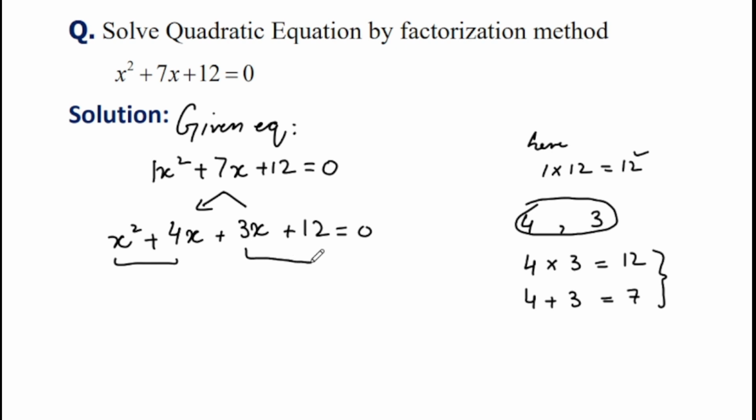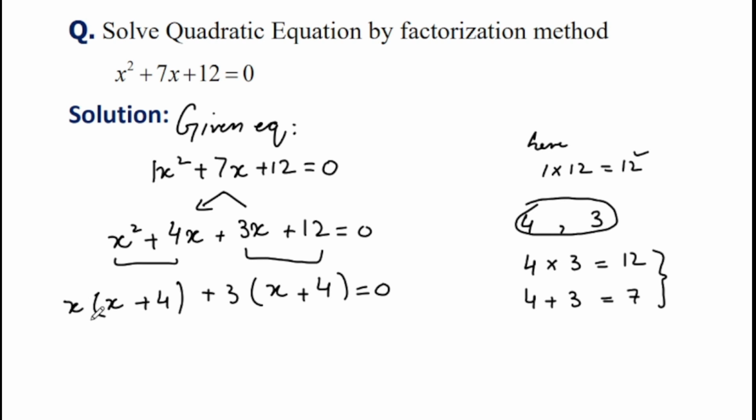So here these first two terms are divisible by x. So in simple words, x is the common element from the first two terms. And the last two terms are divisible by 3. So 3 is the common element from last two terms. Now taking x as a common element, we have x into x plus 4. And now taking plus 3 as the common element from the last two terms, the remaining element is x plus 4.